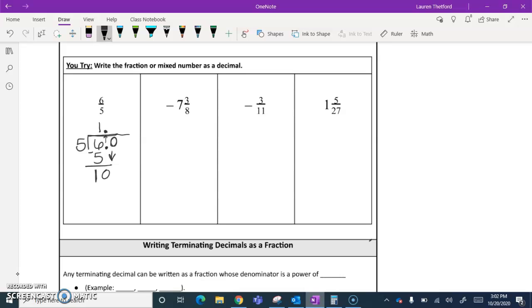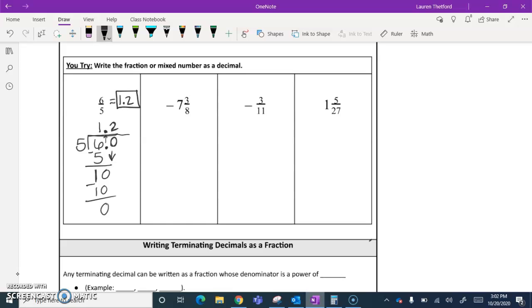So 5 goes into 10 2 times. 2 times 5 is 10. I subtract, and I get 0. So my answer is 1 2/10. So 6/5 is equal to 1 2/10.